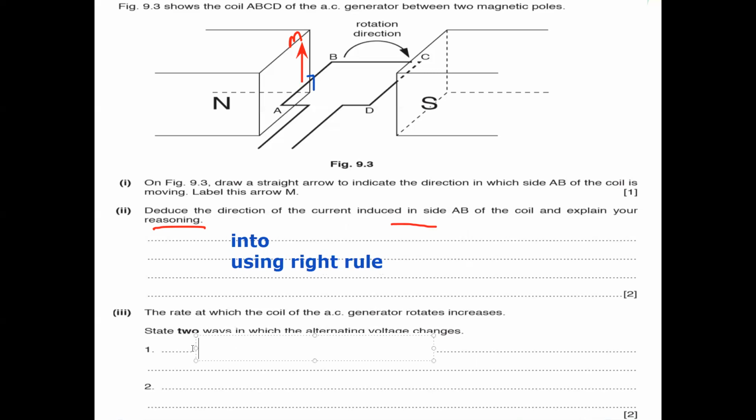State 2 ways in which the alternating voltage changes. If the rate of rotation of the AC generator increases, it will produce a higher voltage. The time period will decrease and the induced EMF will increase because it will rotate faster. So the time to complete one cycle will be shorter and the amount of induced current will be higher.